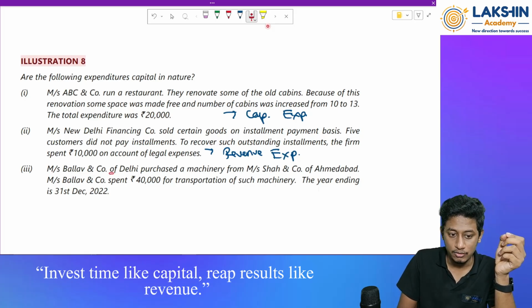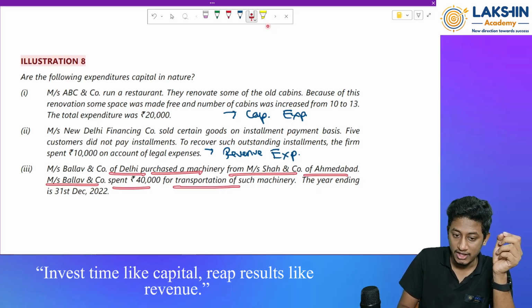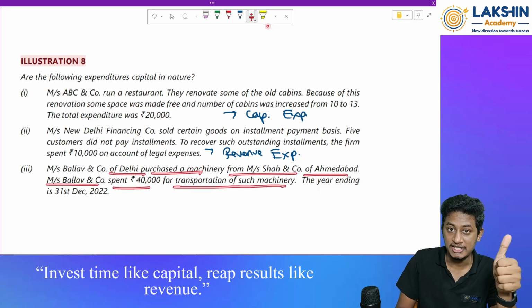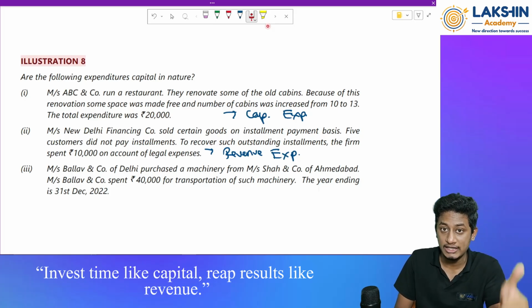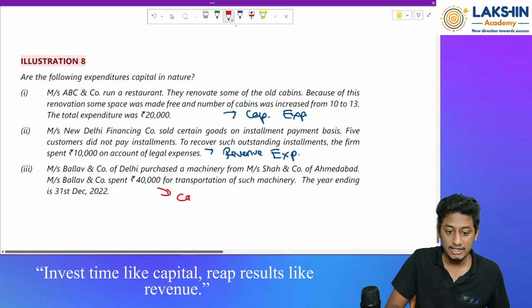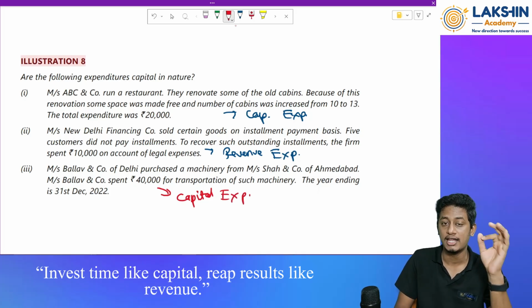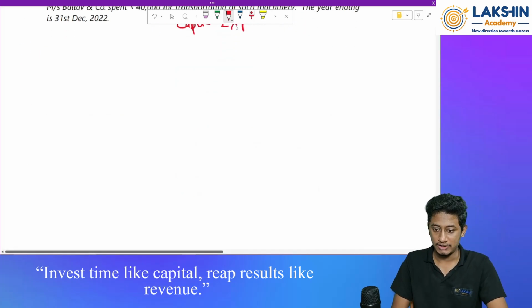Messrs. Balav and Co. of Delhi purchased a machinery from Shah and Co. of Ahmedabad. Balav and Co. spent 40,000 for transportation of such machinery. So, transportation expense is required to bring the asset to the factory. Because of that, this will be added to the value of the asset, and it will be capitalized. So, it will be called a capital expenditure. Clear? So I think we are done with all the questions.